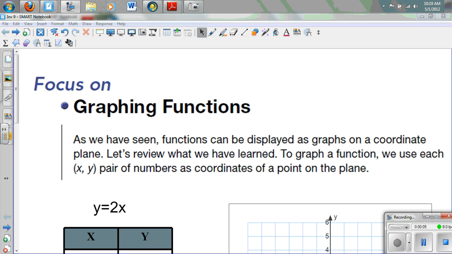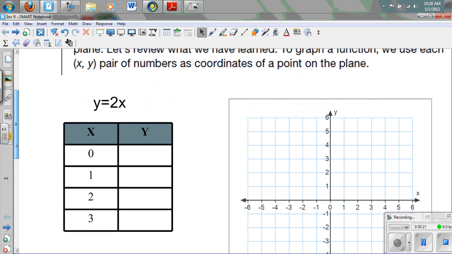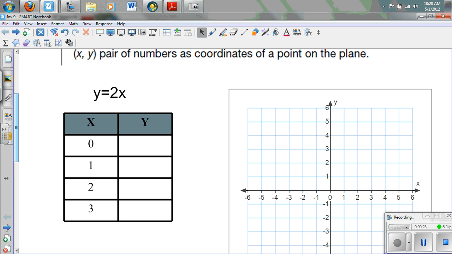Investigation 9, graphing functions. As we have seen, functions can be displayed as graphs on a coordinate plane. So let's review what we've learned. To graph a function, we use an xy pair of numbers as coordinates of a point on the plane. To do that, we are going to graph the equation y equals 2x, and we've been given for x 0, 1, 2, and 3.